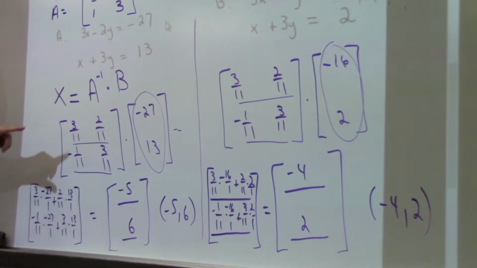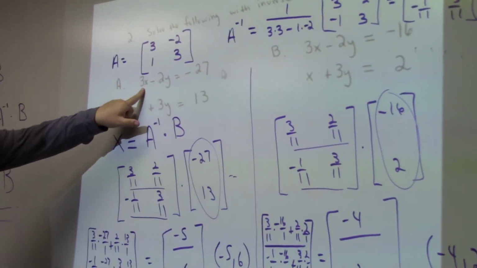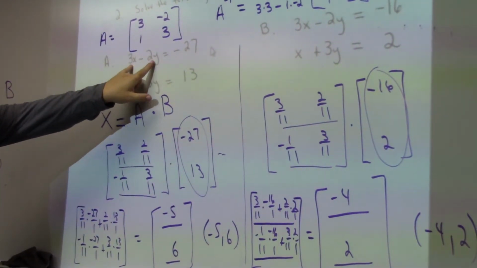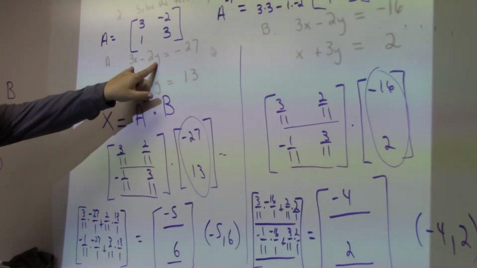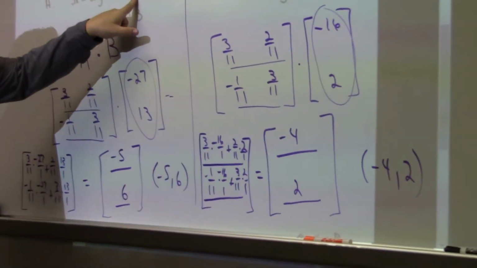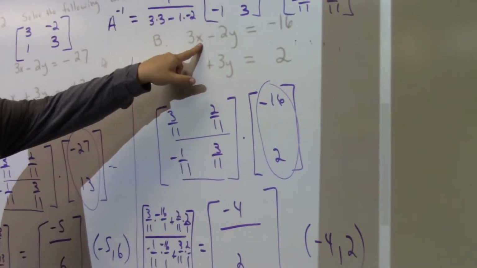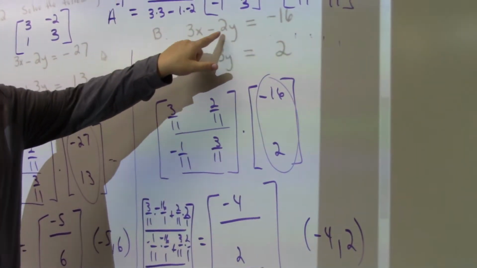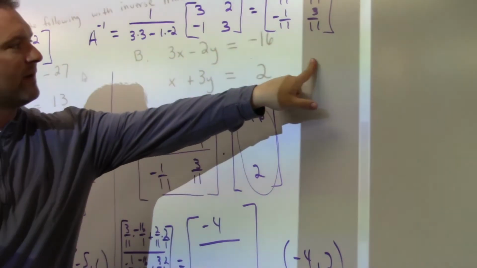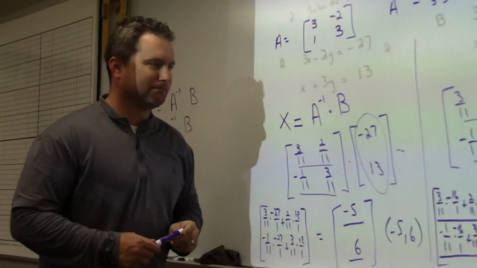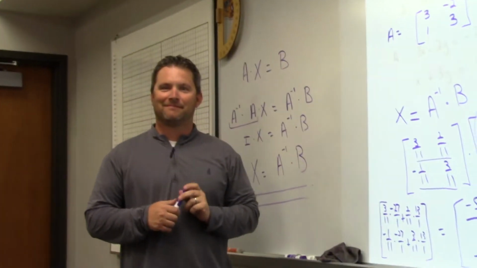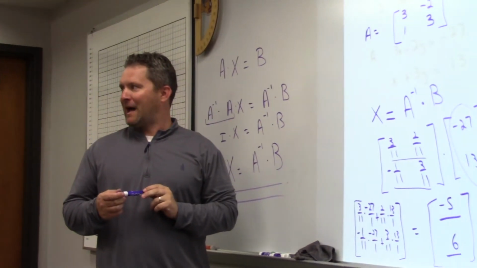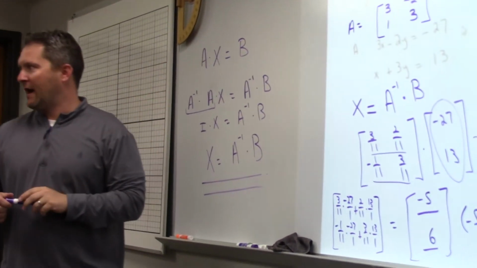So, check your answer. 3 times -5 is -15. Minus 2 times 6 is -12. So -15 minus 12 is -27. Rock on. 3 times -4 is -12. Minus 2 times 2 is 4, so negative 12 minus 4 is minus 16. We are geniuses. Got it? Pretty simple, right?